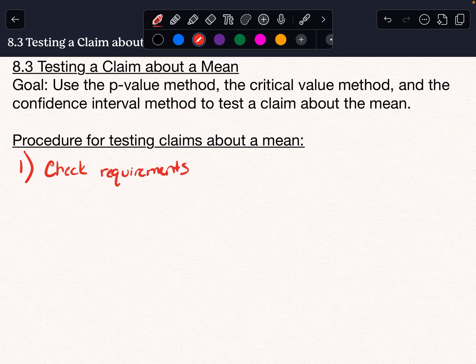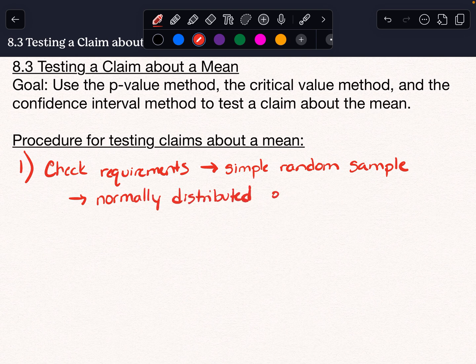And our requirements for mean is not as bad as population, or proportion, jeepers. So just like proportion, I want a simple random sample, for sure. But then the second requirement, so it's like you can have one or the other. So either we need it to be normally distributed, the sample, or our sample size has to be larger than 30. And we did see this when we were doing confidence intervals, I believe, like these were our requirements.